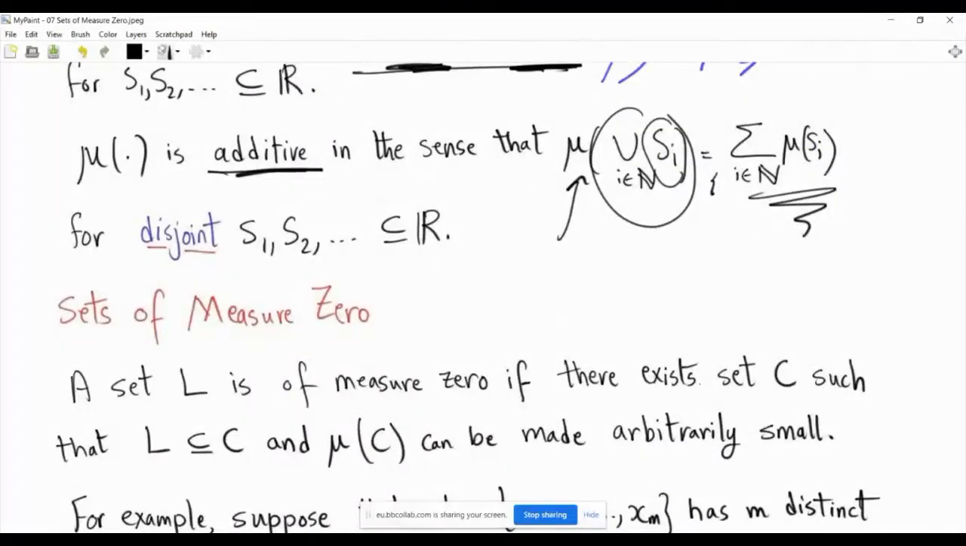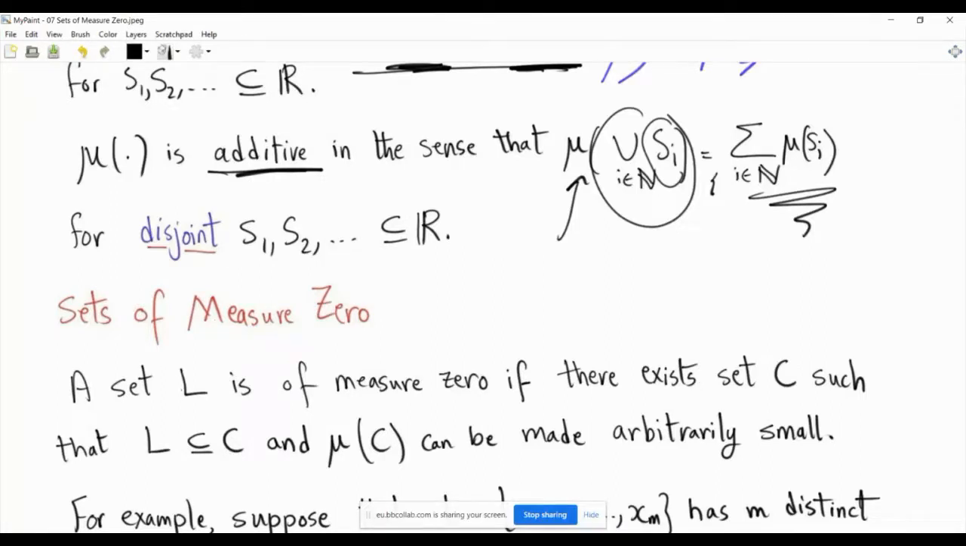So there are so many sets that are of measure 0. Sets of measure 0 are defined as follows. A set is of measure 0 if we can cover it by another set, and we can make the measure, or the length, of the covering set as small as we wish.